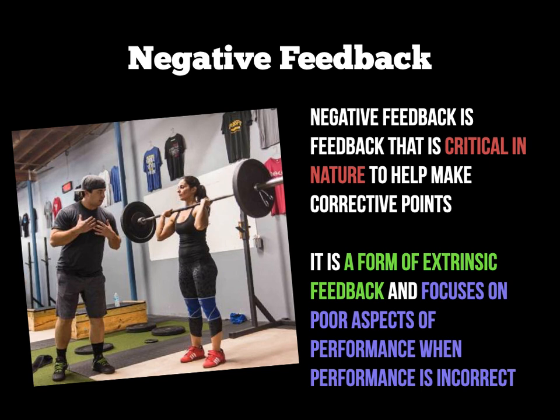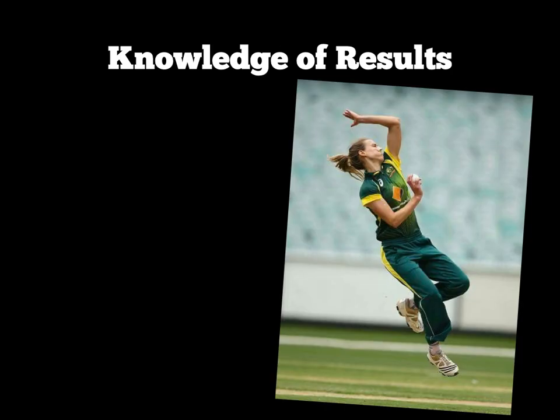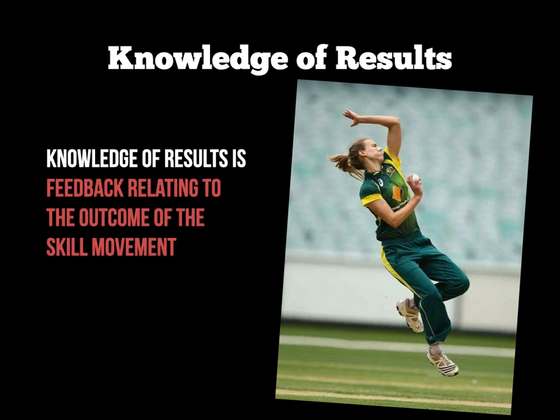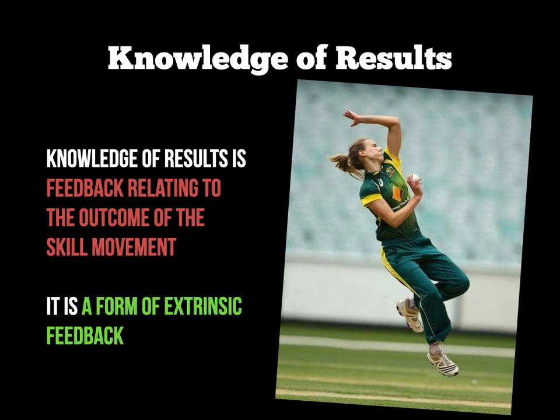The next set of extrinsic feedback is called knowledge of results. In an exam you are permitted to write this as KOR in shorthand, and that's feedback relating to the outcome of a skill movement. So if we have a cricket bowler, for example, bowling at the stumps, once the cricket bowler has bowled the ball, all the coach would then imply was that yes, you hit the wickets, or no, you didn't hit the wickets.